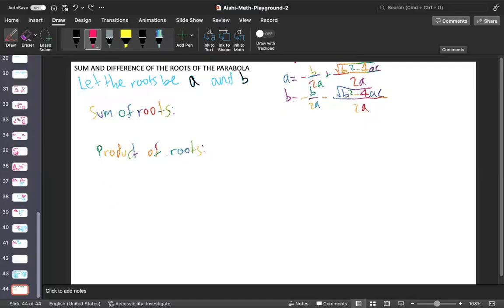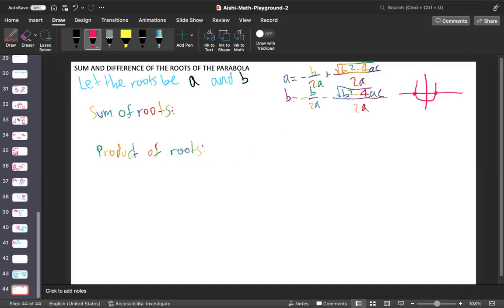Okay, so now that we have the quadratic formula, we're going to let the roots of this parabola, where the parabola crosses the x-axis, which is called the roots. So let the roots be alpha and beta. So alpha is equal to negative b by 2a plus square root of b squared minus 4ac divided by 2a. And beta is negative b by 2a minus square root of b squared minus 4ac divided by 2a.